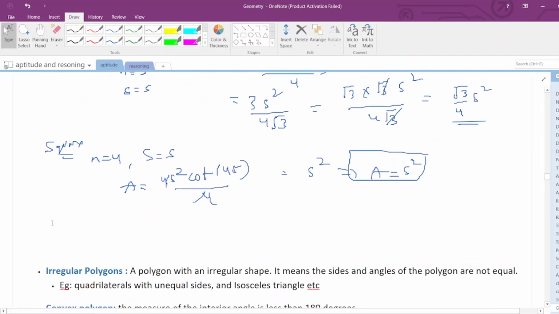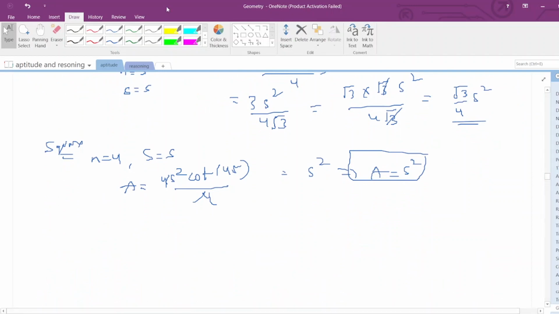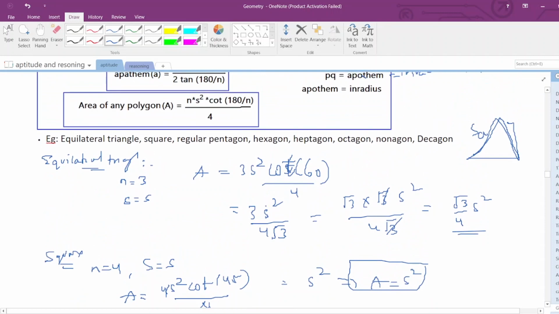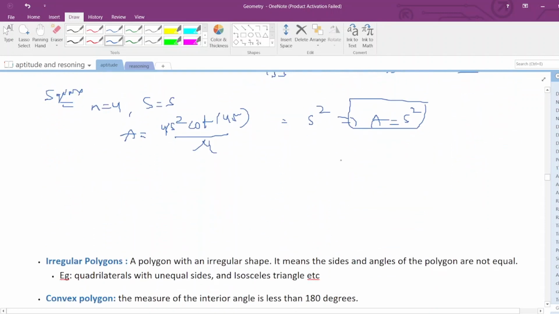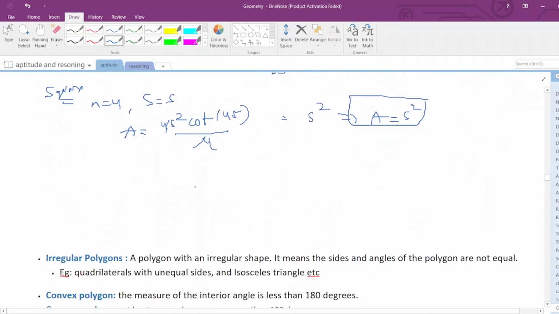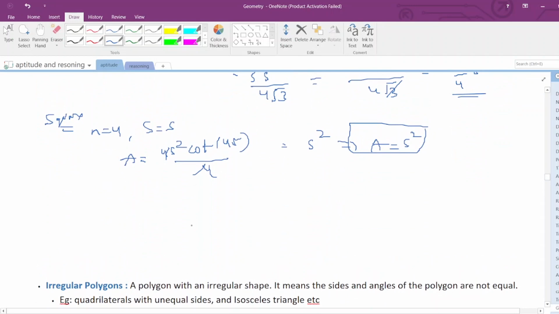So in the same way, I'll tell only till pentagon. You can do it for yourself for hexagon, heptagon, octagon, nonagon and decagon. Find out the area of them, and note it down.